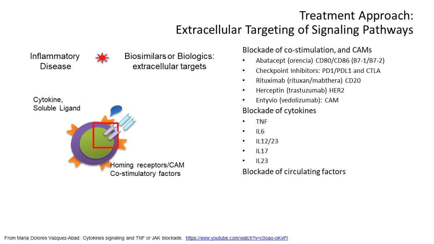In addition, we can also block circulating factors, in the case, for instance, of bevacizumab and denosumab, where they're not actually blocking a receptor on the cell, but they're blocking a soluble factor that will no longer be able to engage with its receptor. And it has the same effect as blocking these cytokines or these growth factors.